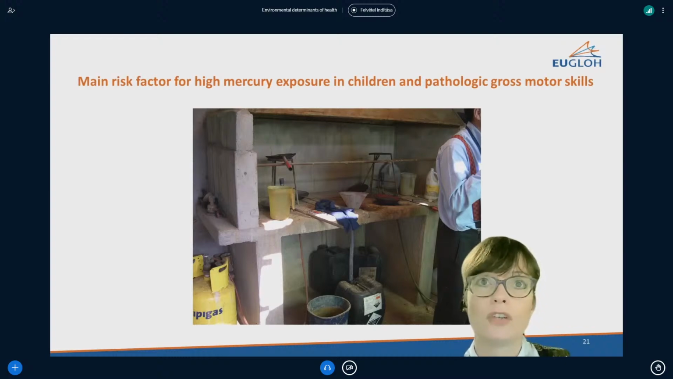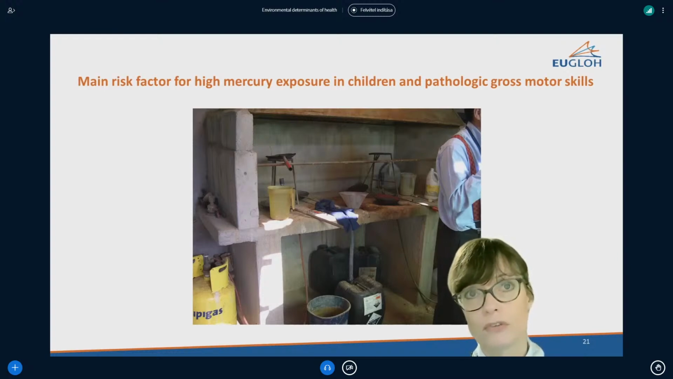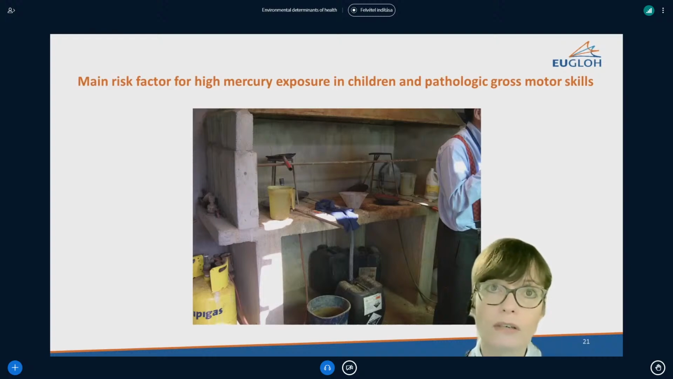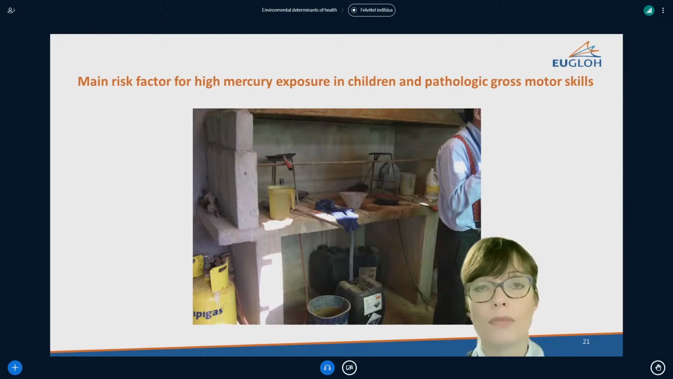In the next step, we could also show that children living in households in which mercury was burned were more likely to have limited gross-motor skills. However, the average gross-motor skills in the community were overall poor, much lower than the reference population in Switzerland. So in order to find out whether this was a consequence of mining or health inequity, we repeated the neuromotor skill testing in a nearby city with children from public and private schools.